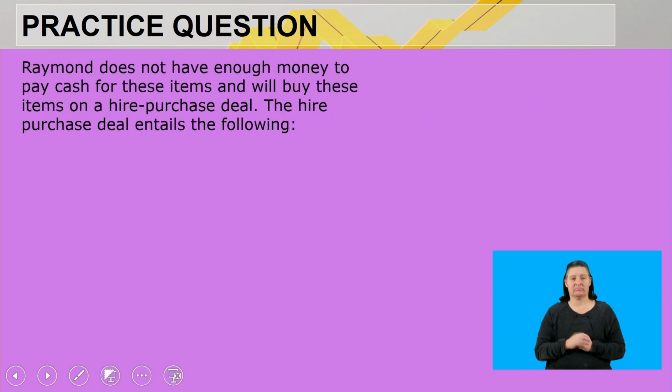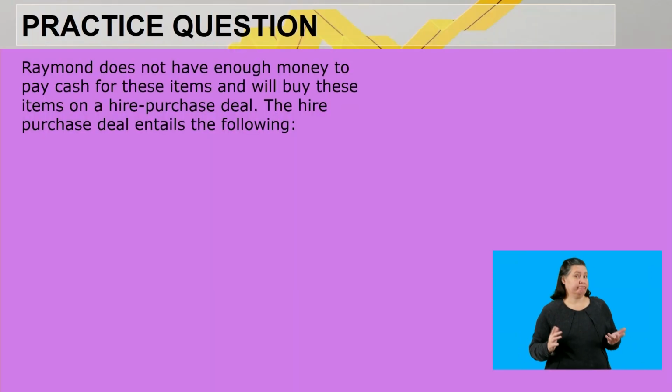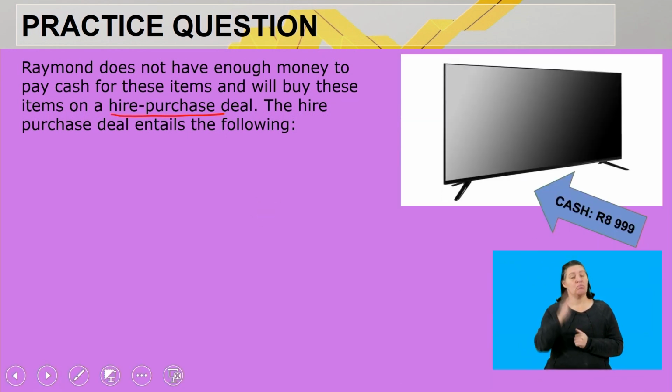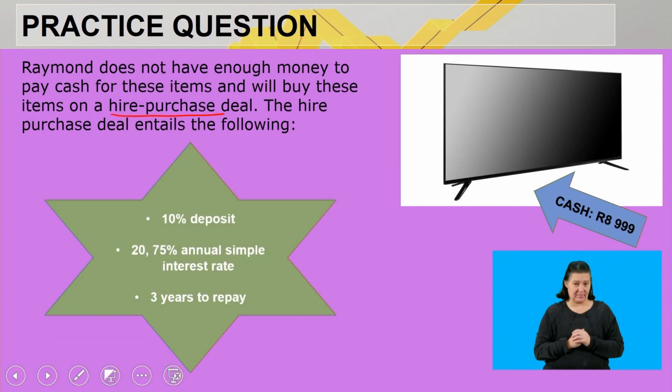Okay, now here's the situation. Raymond does not have enough money to pay cash for these items and will buy these items on a hire purchase deal. The hire purchase deal entails the following. Let's see what is offered to him. So we know by now the cash price is 8,999 Rand. Then, since you don't have that cash money, the following is offered: a 10% deposit, a 20.75% annual simple interest rate, and he has 3 years to repay this money.